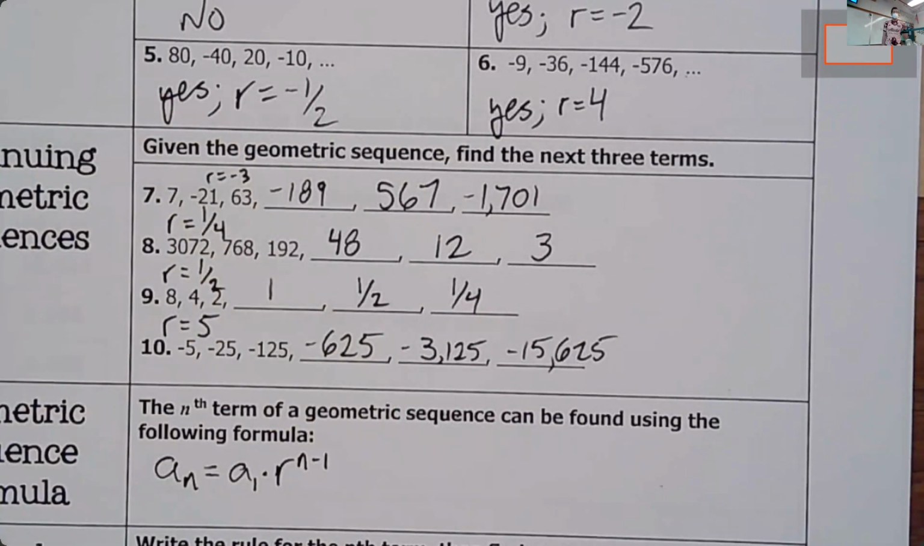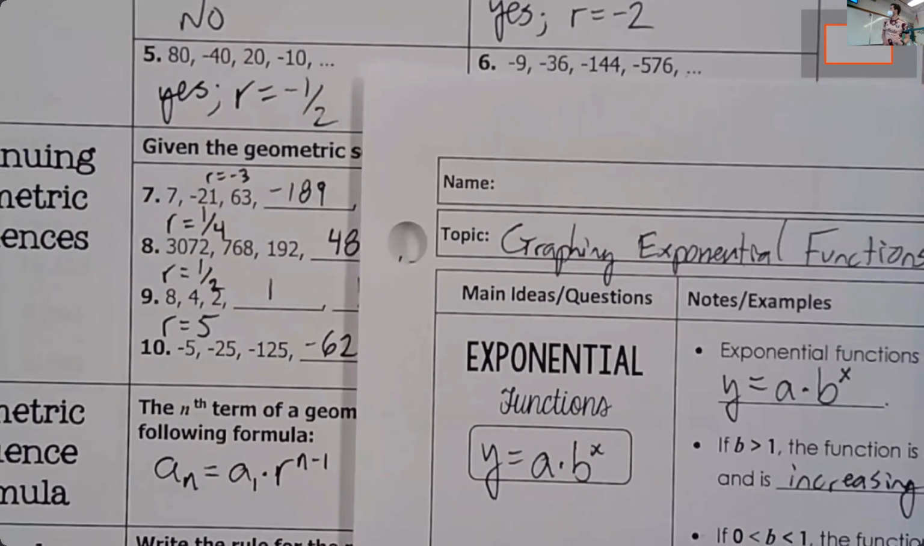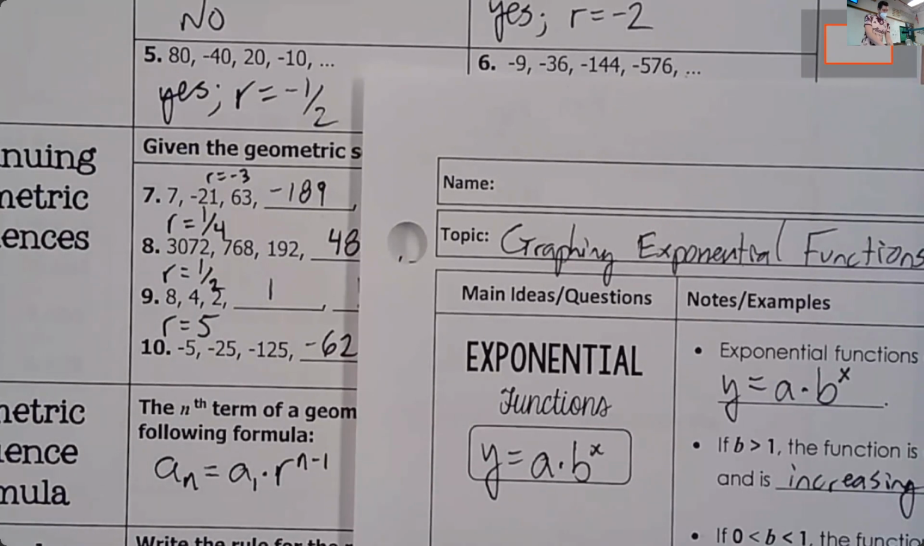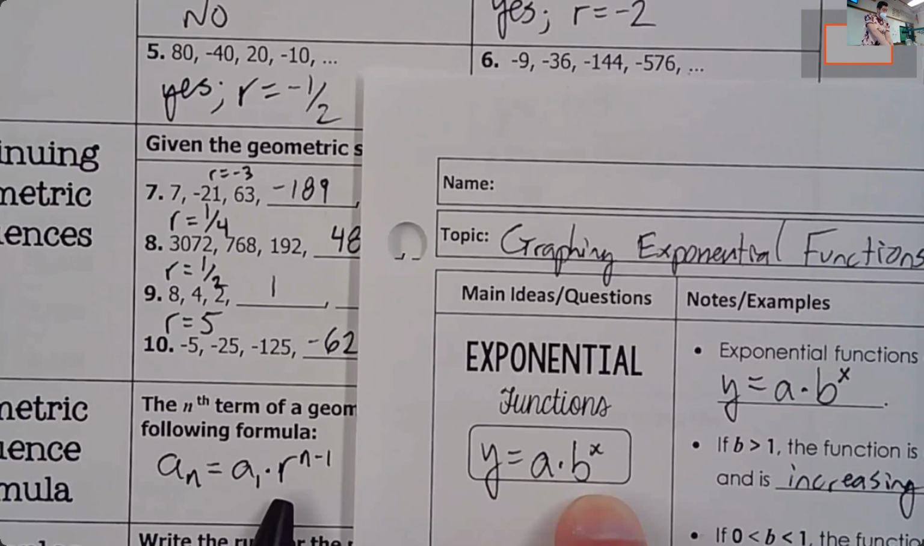Now, this looks pretty different than what we've seen in the last couple of days, but it's actually the same formula. The one that we saw a couple of days ago was y equals a times b to the x. So this a with the n is the same as the y. This a is the same as the a with the 1. The b is the same as the r. And the value of x is the same as this n minus 1. So it's the same formula, it just takes a different form because we're using it in a slightly different way.